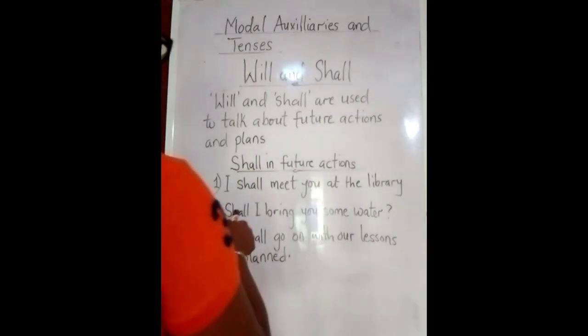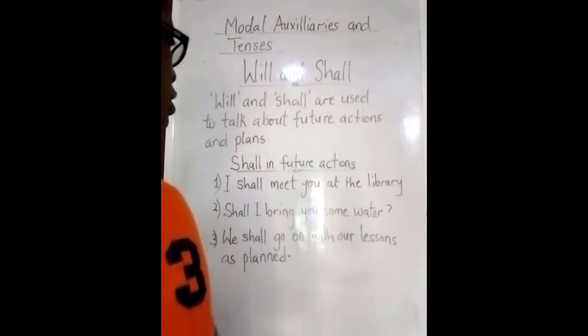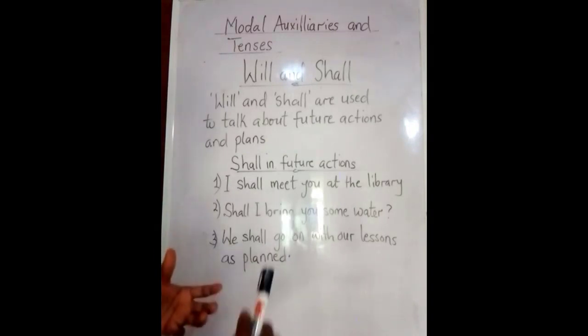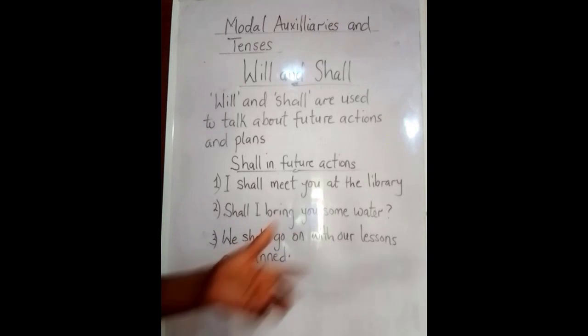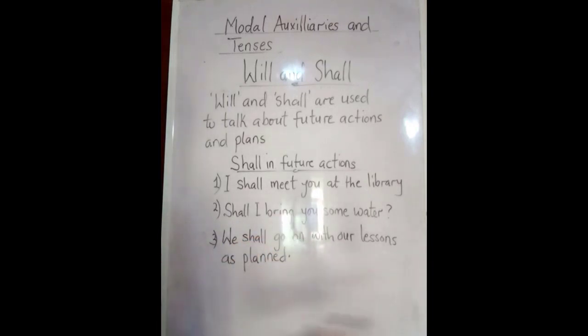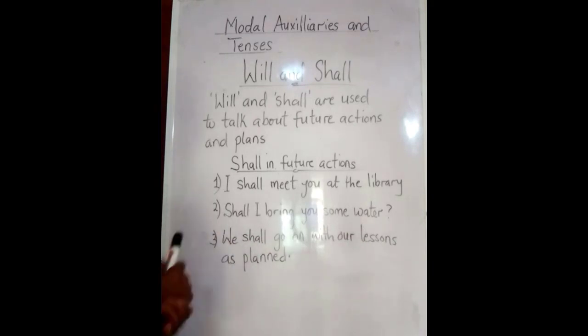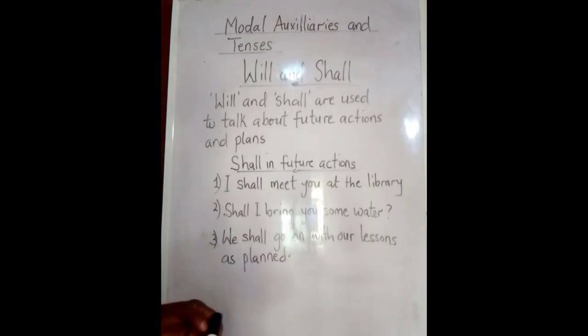The number 2 here says, shall I bring you some water? Do I bring you some water? It hasn't been done. Now this is a question being asked of an action that could possibly be carried out in the future. And number 3 says, we shall go on with our lessons as planned. We're going to do our lessons the way we planned it. We're going to carry it out the way we have planned to do it.